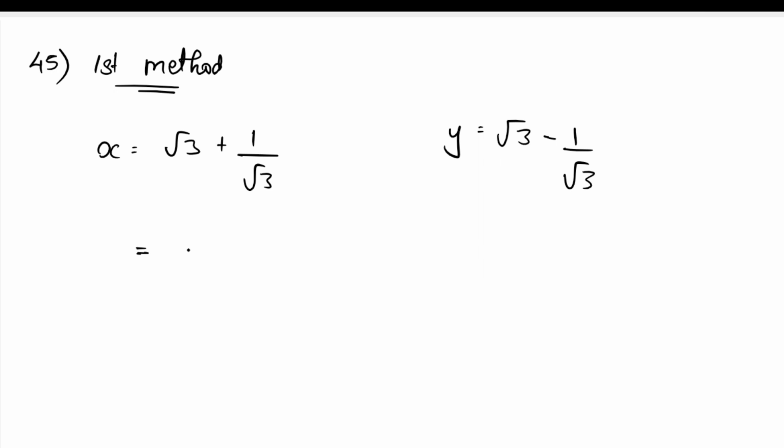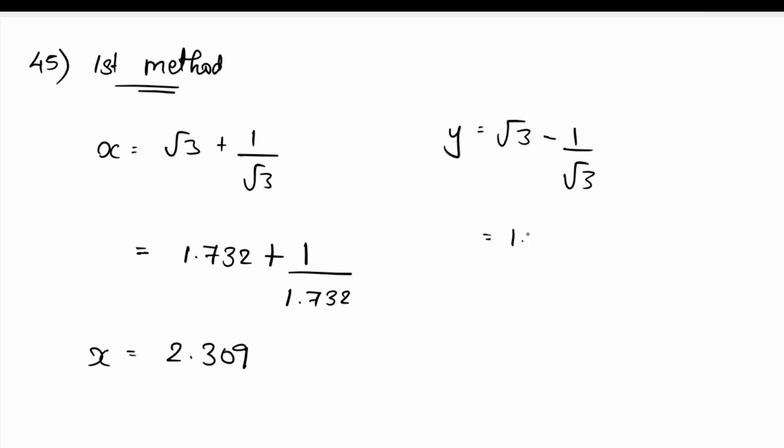We'll get root 3 value as 1.732 plus here 1 divided by root 3 again 1.732, which is equal to, if you added both, 1.732 plus 1 divided by 1.732, you'll get the value of x as 2.309. Now doing the same thing for y.